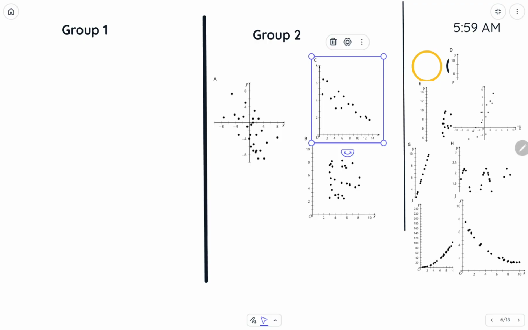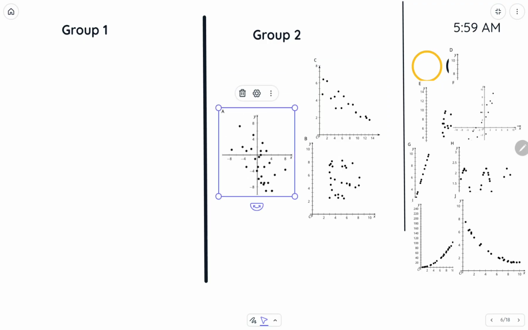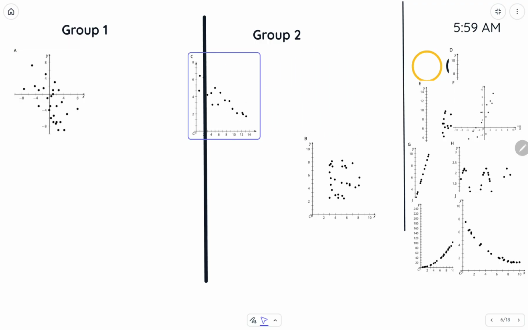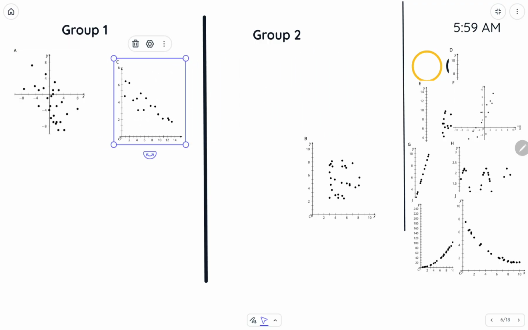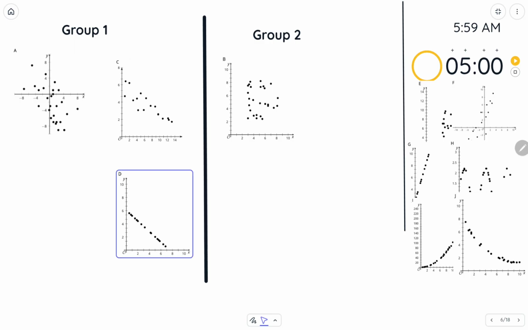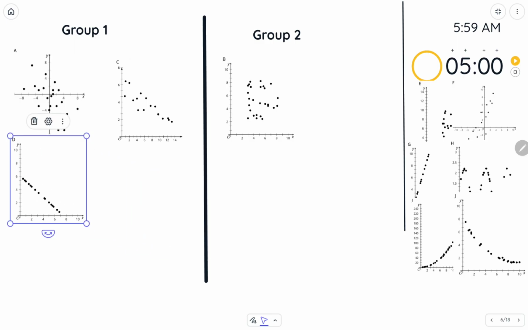So let's say that we wanted to categorize group 1 as the group where they have very accurate lines of best fit, and group 2 with the ones that are not so accurate. So maybe for A, I could see that one has a downward trend. Let's put it in accurate. Let's put C in accurate. Let's put B in not accurate. That one is, again, really random looking. For D, that one looks super linear.